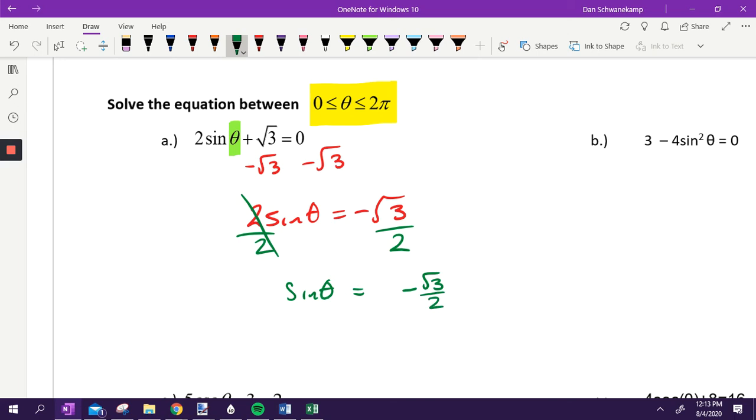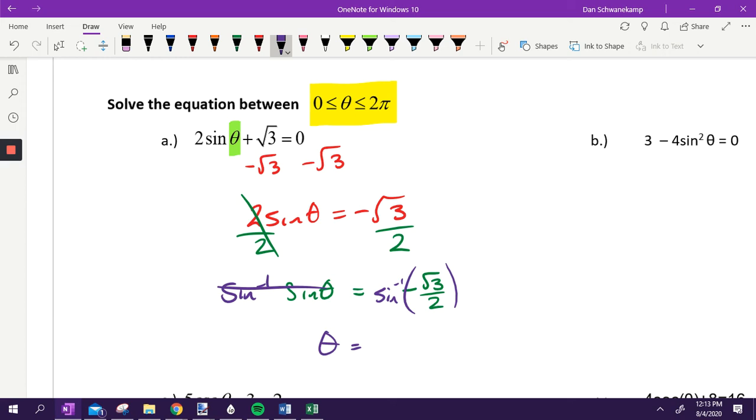Next thing I need to do is get rid of sine. What is the opposite of sine? No, that's the reciprocal of sine. That's what we always want to say. Inverse sine. The opposite of sine is inverse sine here. So I'm going to take the inverse sine of both sides. And you might not even realize you're doing what you're doing here. But remember, inverse sine means I'm looking for where your y value is negative radical 3 over 2.